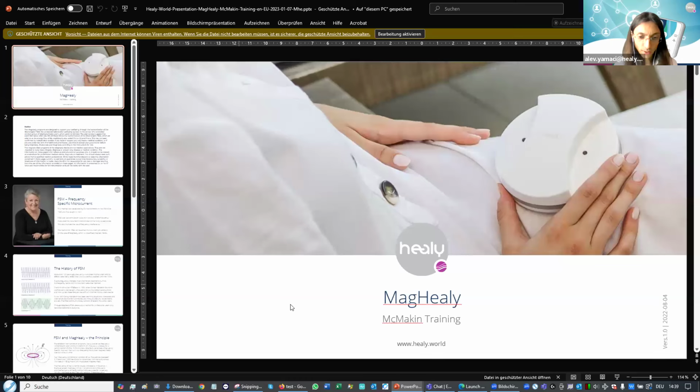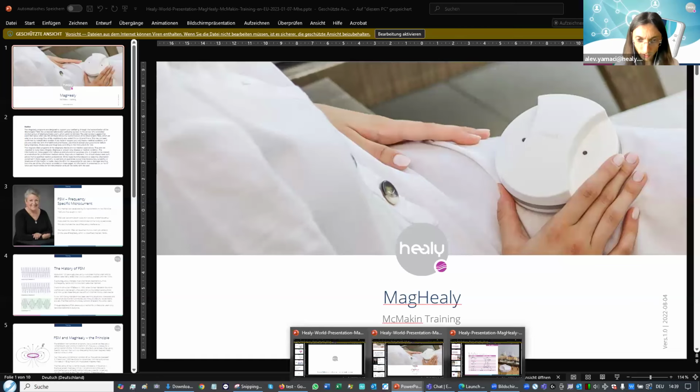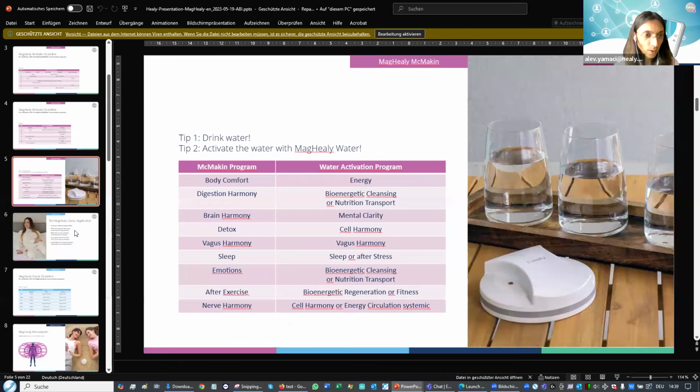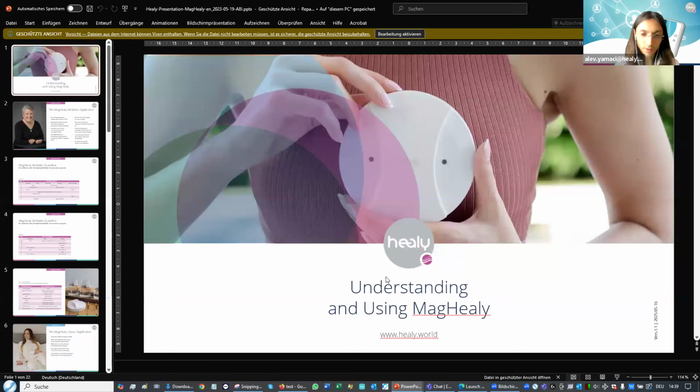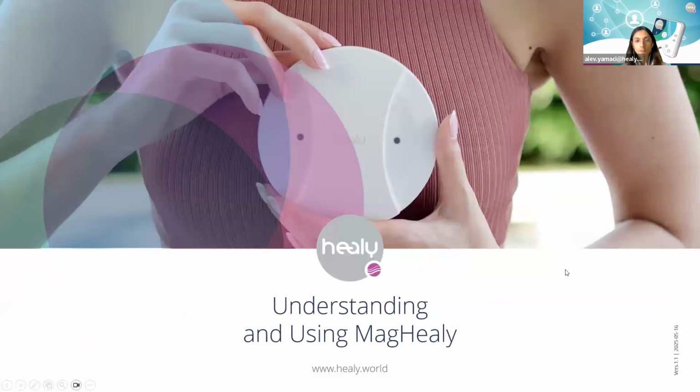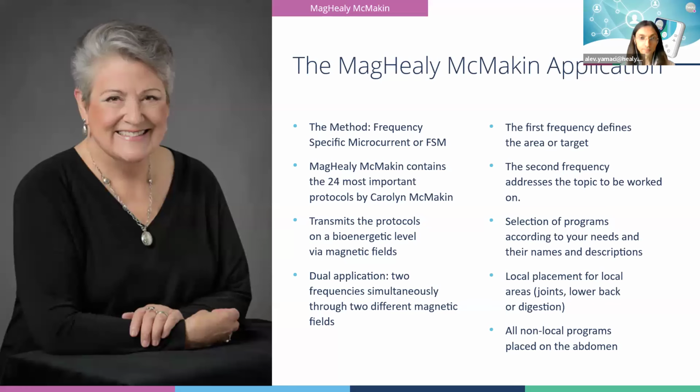So that's about it. So now the question is, how much time do we have? Still 20 minutes. So I could start with the third presentation, but I will skip some parts, maybe because I already told them. So here we have the usage of the MagHealy in more detail.